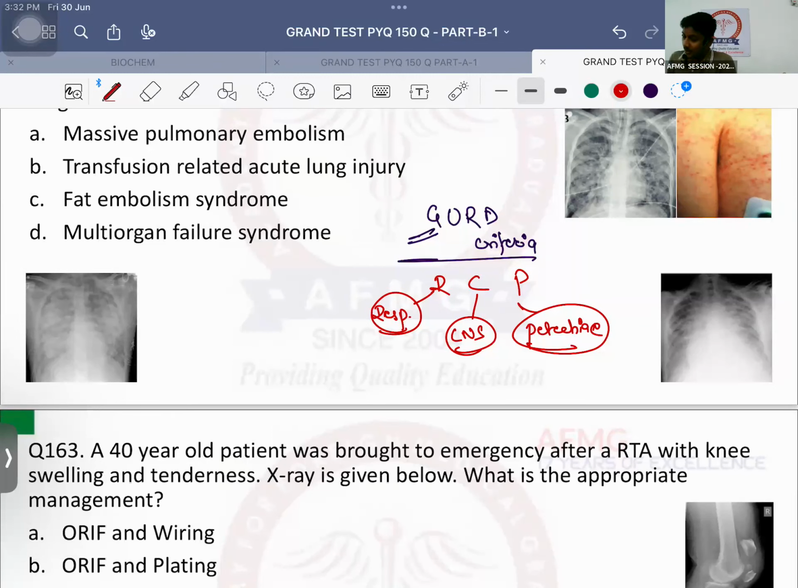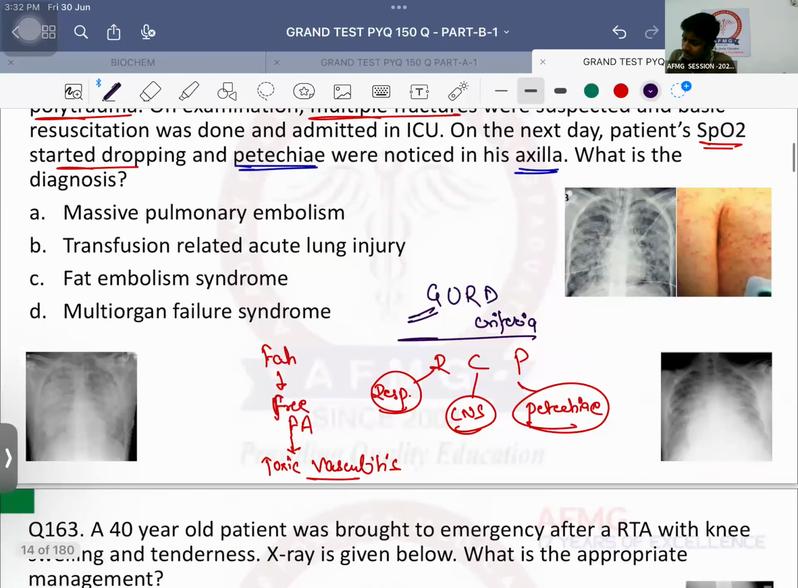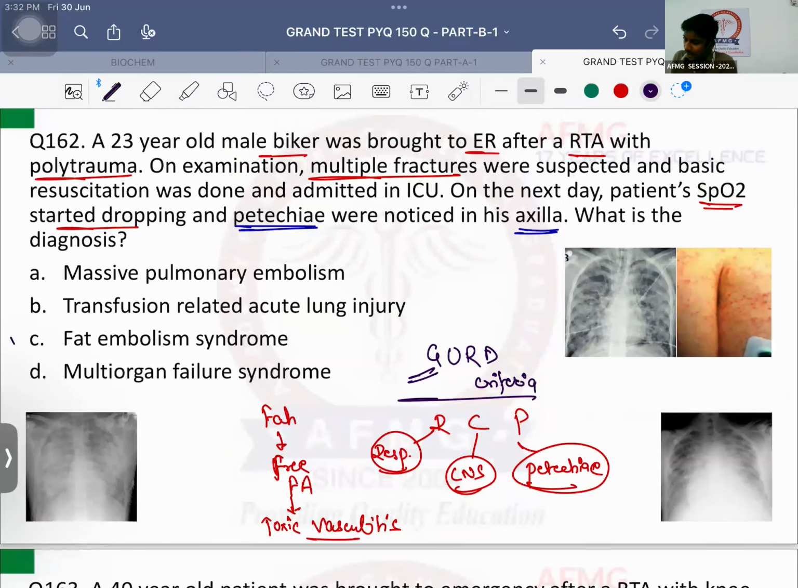So that bone marrow fat will come outside, and that fat will be broken down to fatty acid. These free fatty acids which will be there, they are known to cause toxic vasculitis of which vessels? Of the pulmonary vessels causing respiratory symptoms, CNS or brain vessels causing CNS symptoms, and skin vessels causing petechiae. ठीक है? So toxic vasculitis, inflammation of the vessels in the respiratory system, CNS, and on the skin, that causes these three major criteria. ठीक है? So that is what is seen in fat embolism syndrome. Please remember that. No issues with this, anybody? So that is important. So here the diagnosis should be option C, fat embolism syndrome.